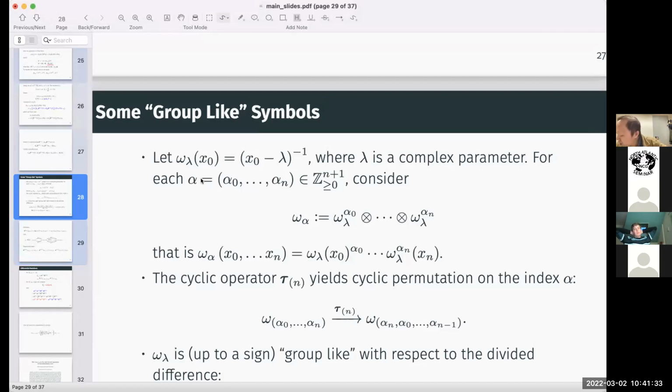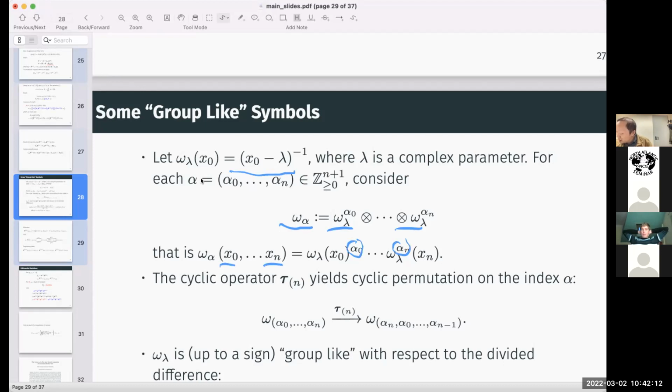So let's consider this very simple function in here. This is the resolvent function, right? You can view x0 as a matrix. This is simply the resolvent function. Then let's denote by omega of alpha a multiplication of these resolvent functions. When I write this as a tensor product, I mean that they have different arguments, and the index alpha are simply the exponents on the powers of the resolvent.